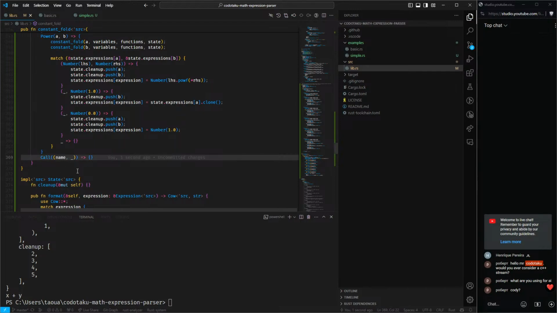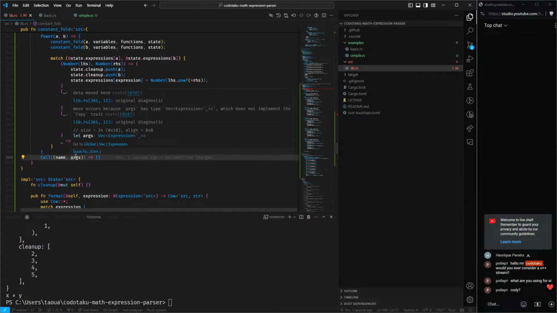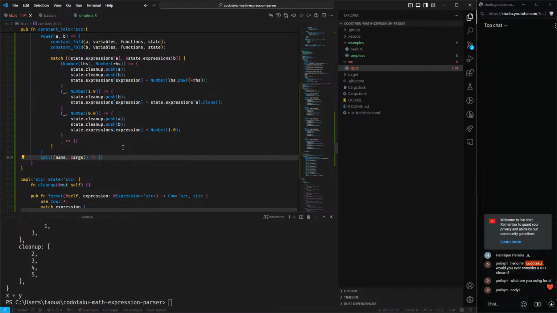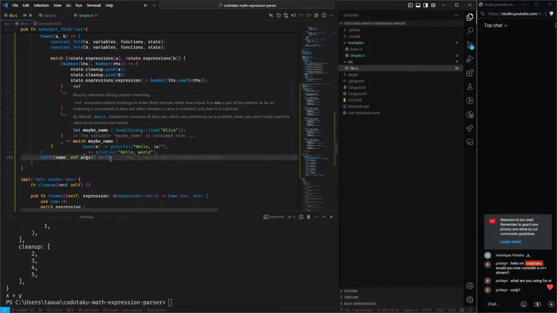So name of the function and the arguments, right? And what's up? Data moved here as type Vec expression, which does not implement the copy trait. Can we just take a reference of this or something like that? Oh, I guess you do it like that, maybe? Okay, cool. Now I know what a ref is for. Interesting.